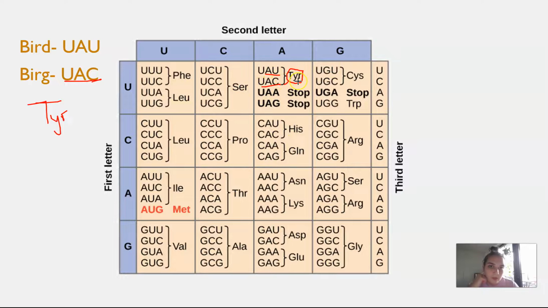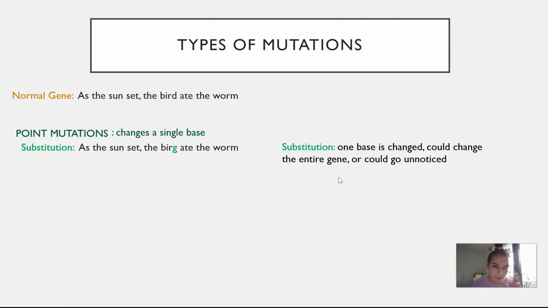It's not like if we switch from TYR to a totally new protein like PRO, which might change the gene and give you super strength. But this is the same exact amino acid, so there's really no change. So I hope that helps you see why some substitutions can go unnoticed. They don't actually have to change the entire gene.